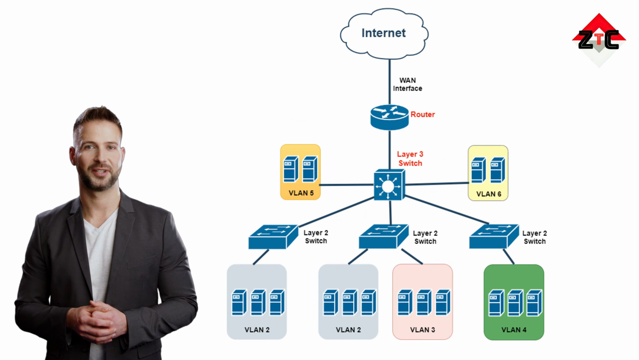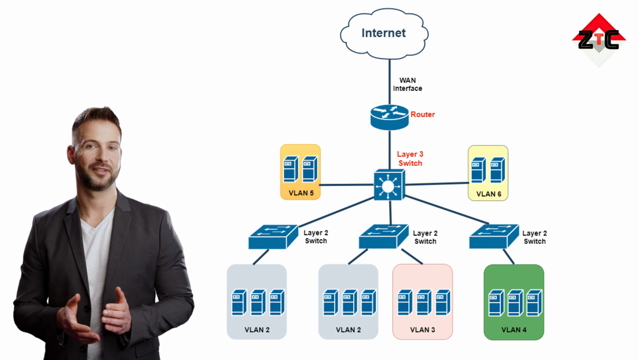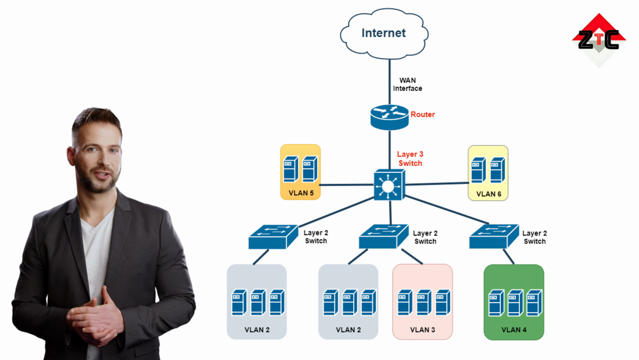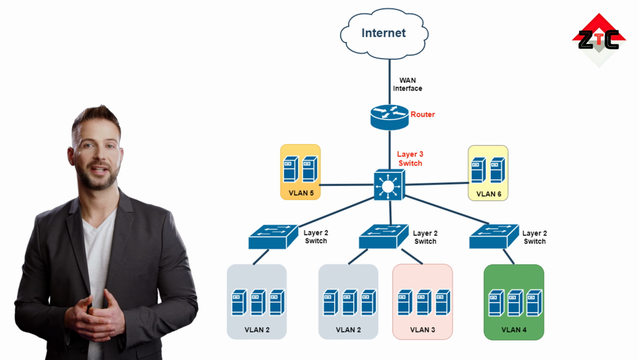Routing switches, also known as Layer 3 switches, are network devices that combine the functionality of traditional switches with routing capabilities. Unlike standard switches that operate primarily at the data link layer, Layer 2 of the OSI model, routing switches can make forwarding decisions based on IP addresses, similar to routers, which operate at the network layer, Layer 3.